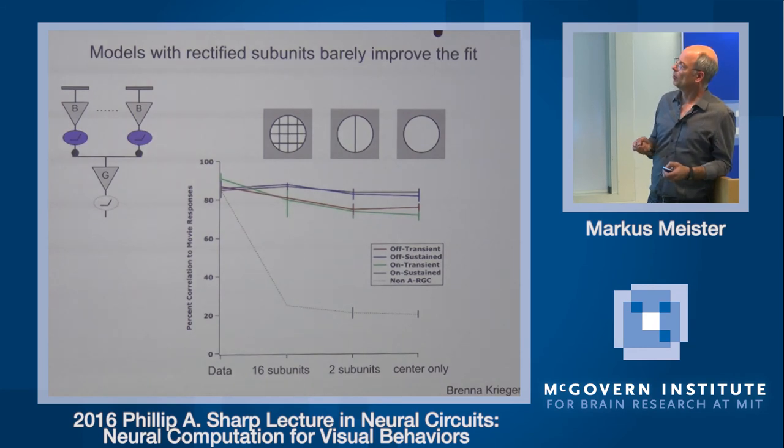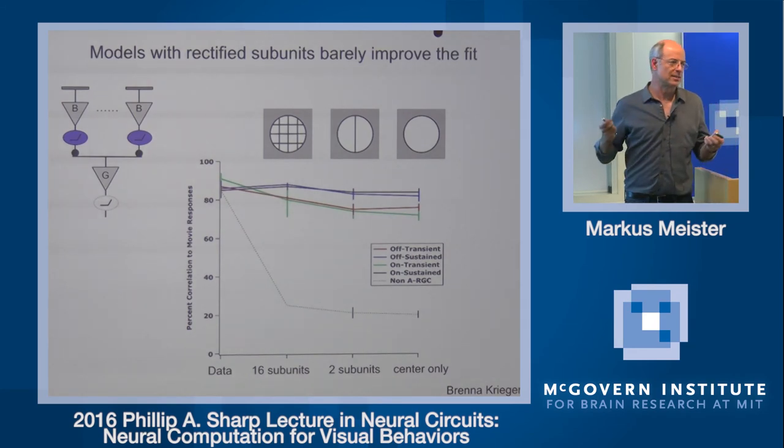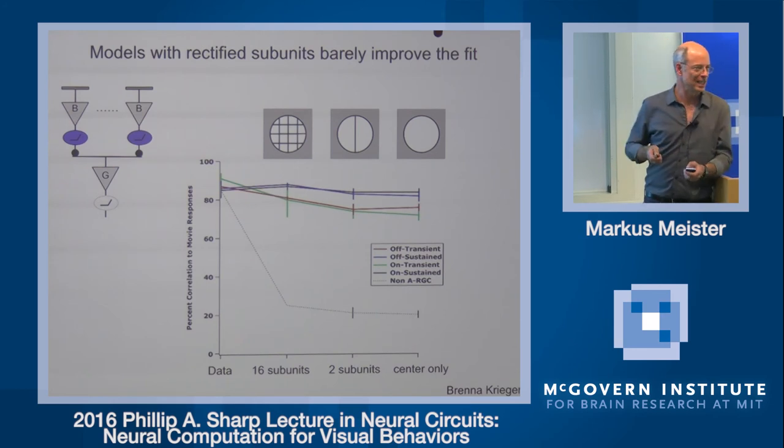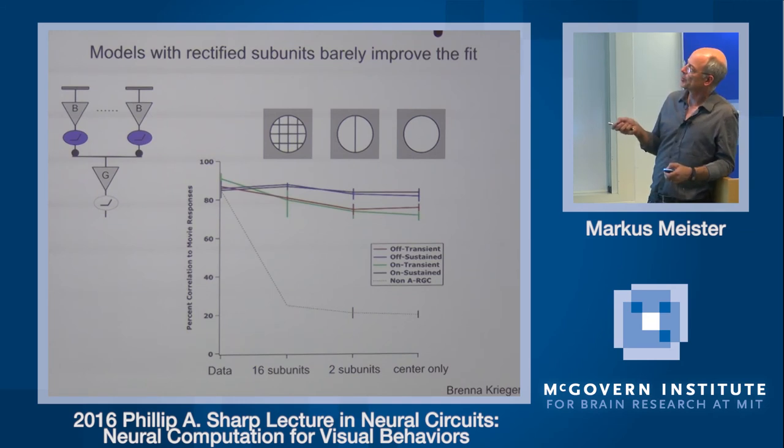So what happened to the nonlinear subunits? What happened to all that nonlinear integration over space that is paradigmatic for alpha retinal ganglion cells? Well, you can try to put that back into the mathematical model. So instead of analyzing the center only by averaging over the entire region, you can put in subunits simulated by bipolar cells and give them their own nonlinearities and fit a model of this type to the responses. And what you find is that it barely makes any difference.